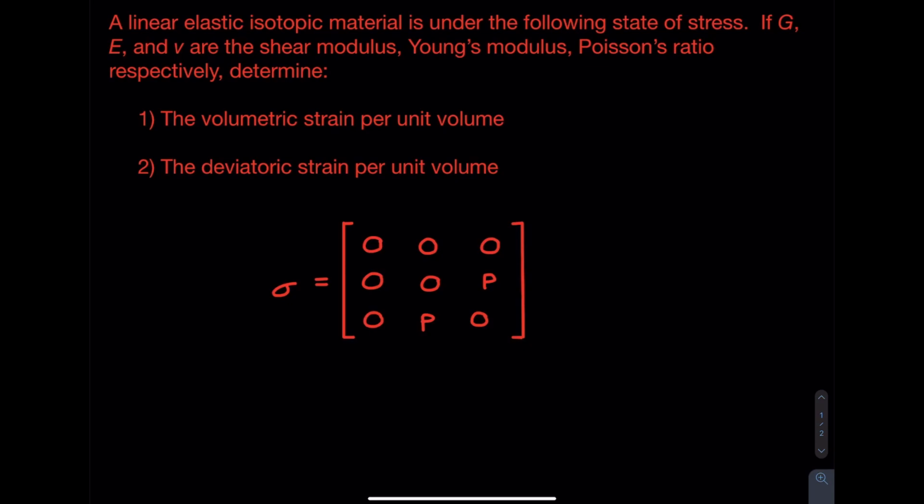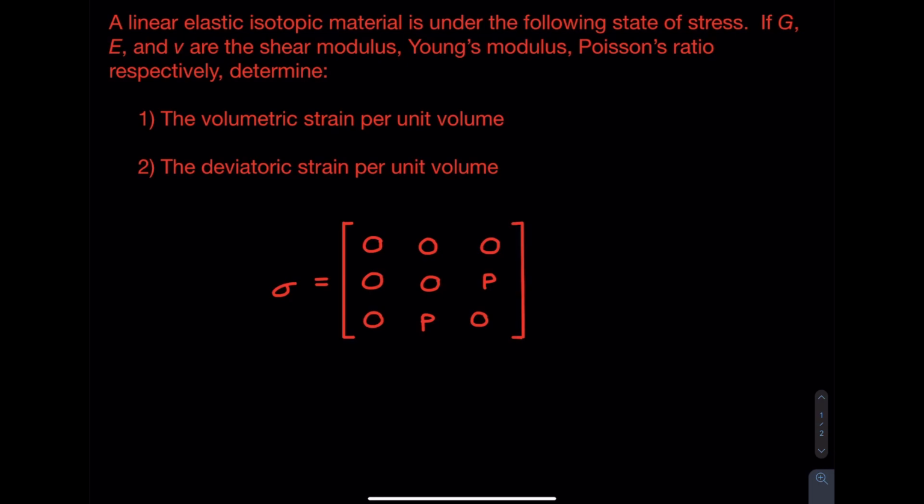So if we look below, we have our state of stress, our stress tensor sigma, no problems there. It says if G, E, and V are the shear modulus, Young's modulus, and Poisson's ratio respectively, determine. And it wants 2 things, one from question 1 and the other from question 2. Question number 1 says, what is the volumetric strain energy per unit volume? And question number 2 is, what is the deviatoric strain energy per unit volume?